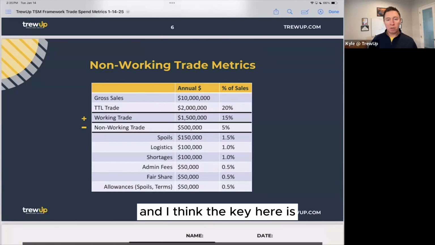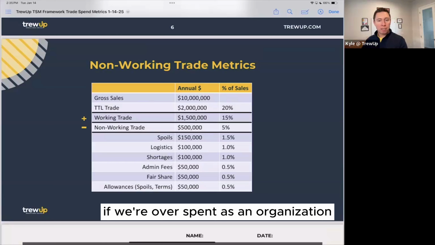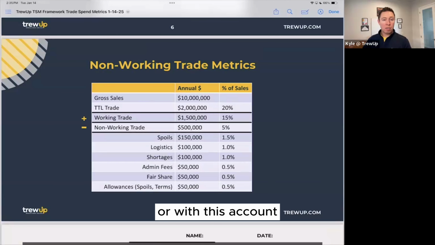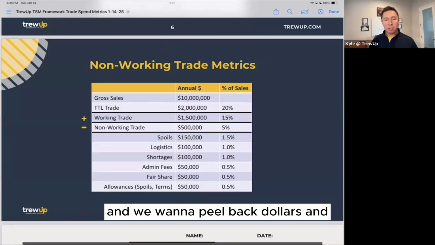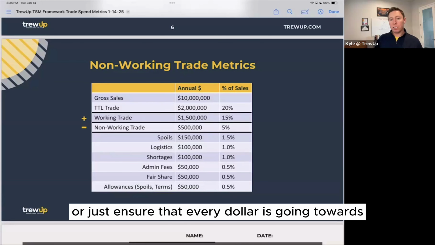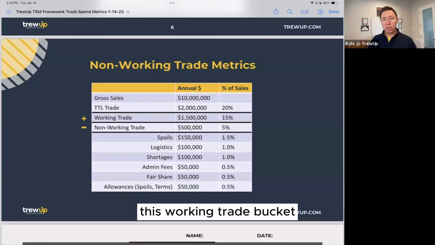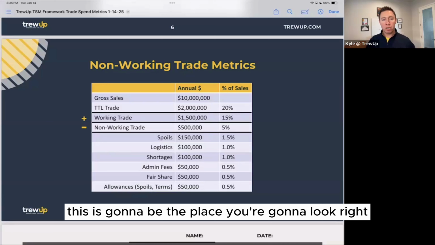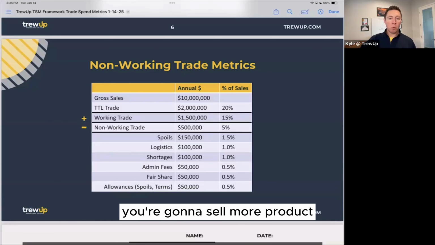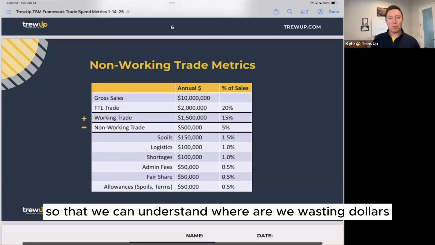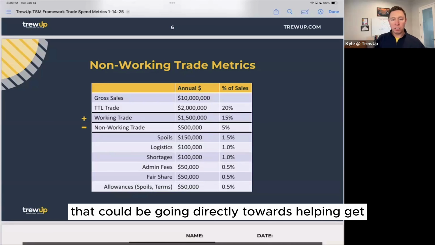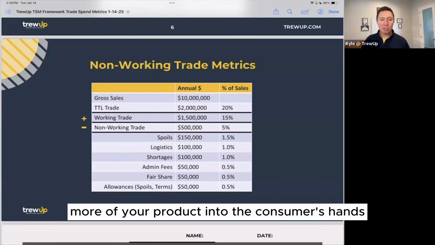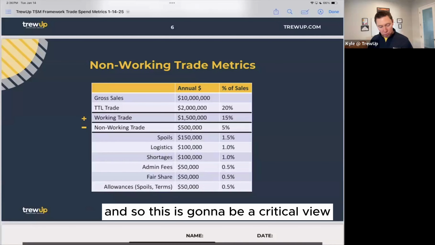And I think the key here is as we think about if we're overspent as an organization or with this account, and we want to peel back dollars and or just ensure that every dollar is going towards this working trade bucket, that we can maximize those dollars going there. This is going to be the place you're going to look, right? You're not going to look in a place where you're going to sell more product through the distributor or retailer. Instead, we want to look at these so that we can understand where are we wasting dollars that could be going directly towards helping get more of your product into the consumer's hands. And so this is going to be a critical view.